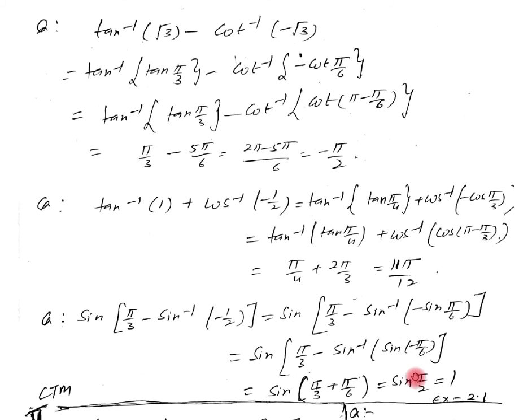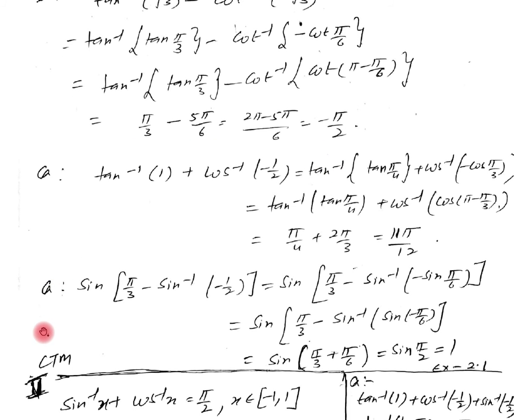So now here it is again sin of pi by 3. Now they will cancel each other. So therefore pi by 3 plus, minus minus becomes plus, pi by 6. So it is what? Sin pi by 2, that is equal to 1. This is the simple way to do the question. All the questions are based upon what? Only the range of inverse trigonometrical function that is given in the table.